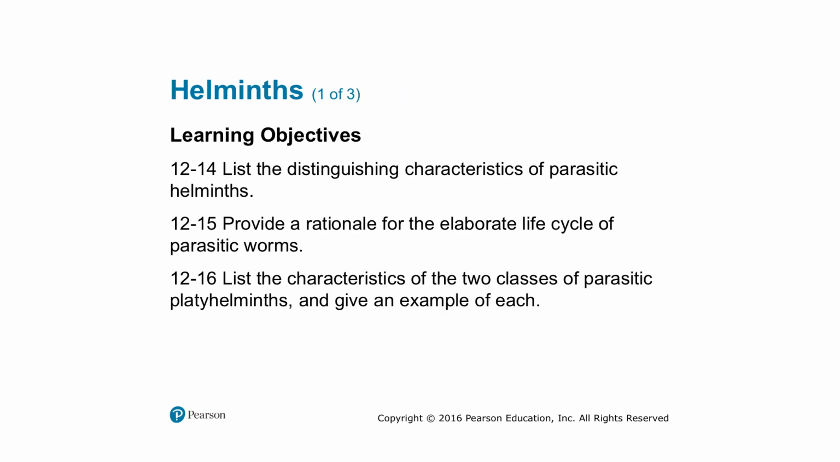The helminths, these are worms. Helminths is a kind of older name for worms because they have reclassified them, but this is a good way to classify all of them together. So we're going to list the distinguishing characteristics of parasitic helminths. We're going to provide a rationale for the elaborate life cycle of parasitic worms, and we're going to list the characteristics of two classes of platyhelminthes and give an example of each.